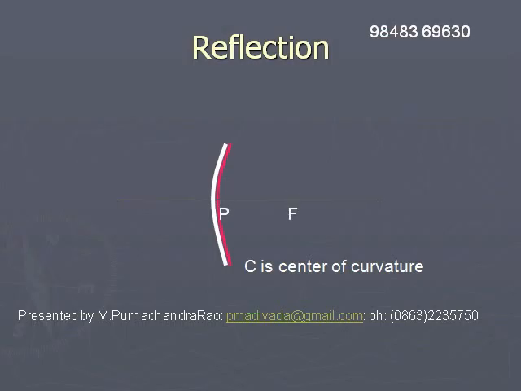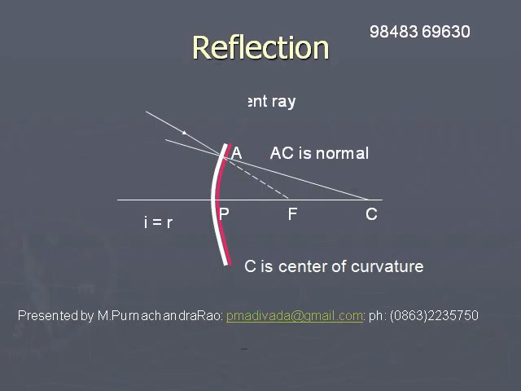In the case of a convex mirror, the ray which is incident on the convex mirror passing towards the focus will also undergo reflection such that I is equal to R, and after reflection it travels parallel to the principal axis. This reflection is indicated in the second figure.